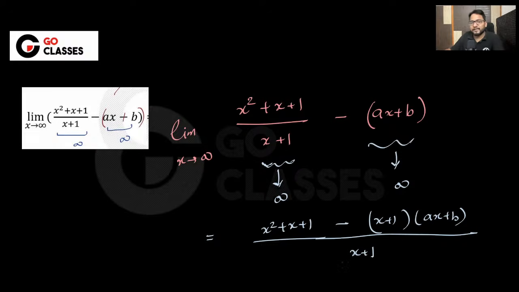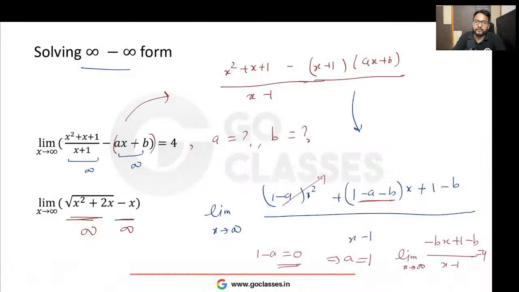So the idea here is that if you are having infinity minus infinity form, in that case what you are going to do is take both of these terms and try to club them. That's the way. Okay, you try to club both of these terms. Cool. So you just club both of these terms, and then once you club, let's see how to solve it.